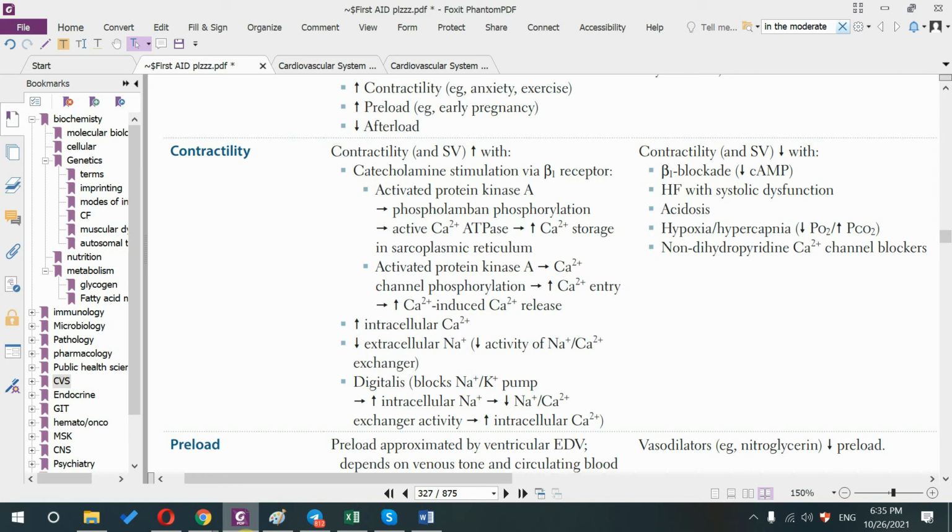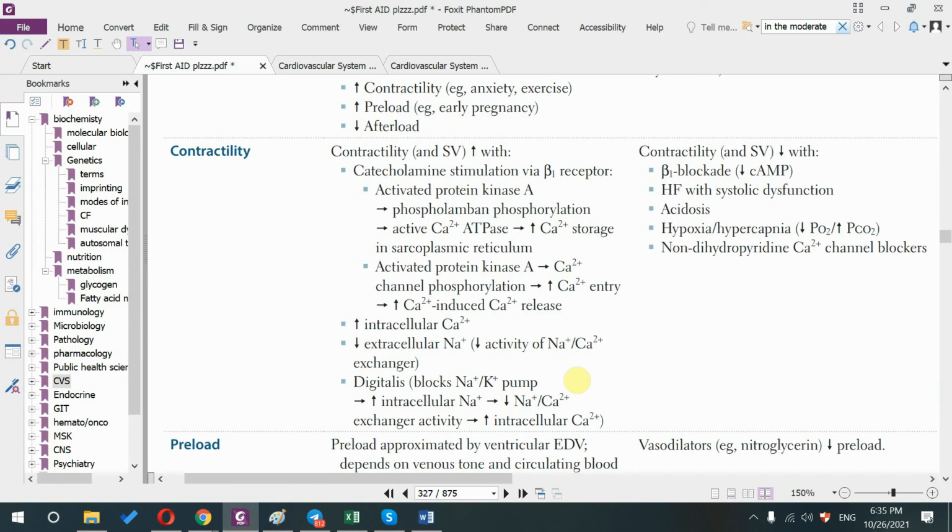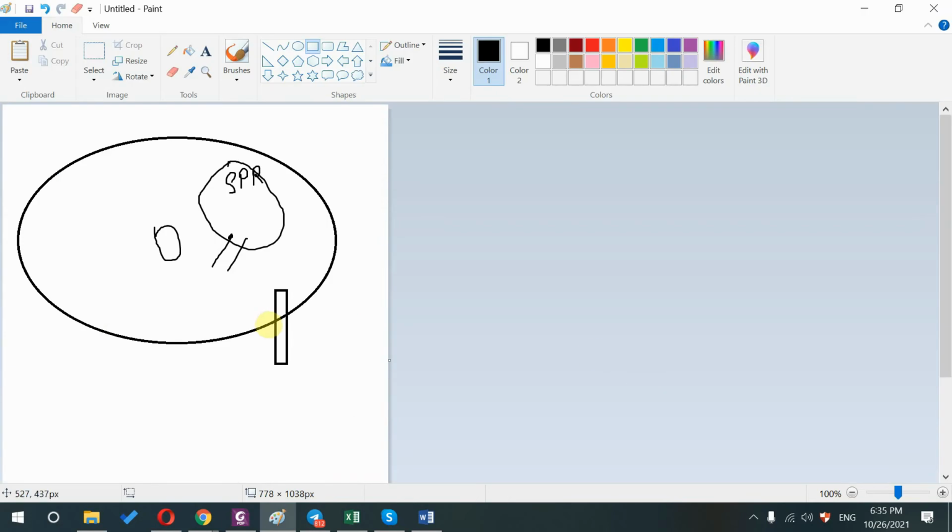Digitalis is a drug that inhibits the sodium-potassium pump. Where is the sodium-potassium pump? Is it here? No. The sodium-potassium pump is actually located here. Okay? And since it is a pump, it requires ATP. It means that it has to push against the gradient. Yes? So it normally should do what? It should take sodium from inside of the cell and put it outside of the cell. So that's the movement of sodium.